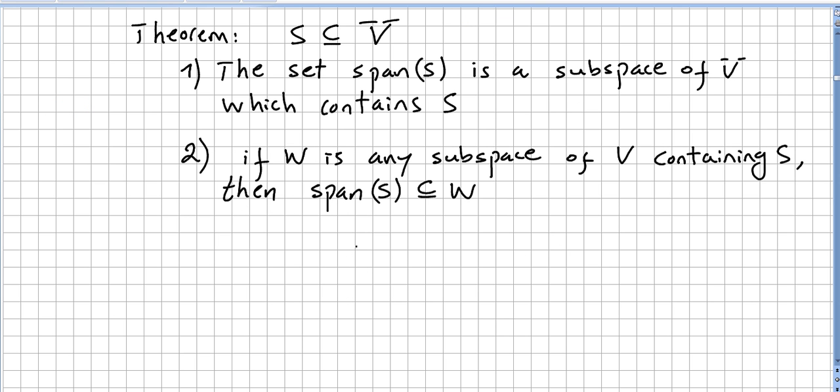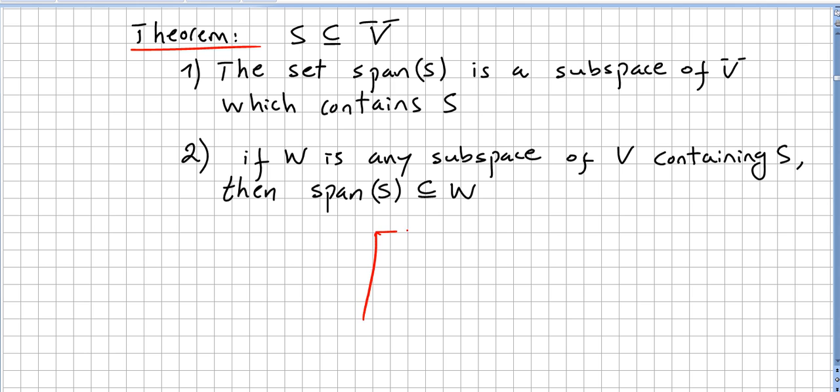Okay, now I'm leaving here a theorem without proof. So let us say we have S, a subset of a vector space V. 1. The set span of S, so the space spanned by S, will always be a subspace of V, and this subspace will contain S, the set itself. 2. If W is any subspace of V containing S, then the span of S will be in W.